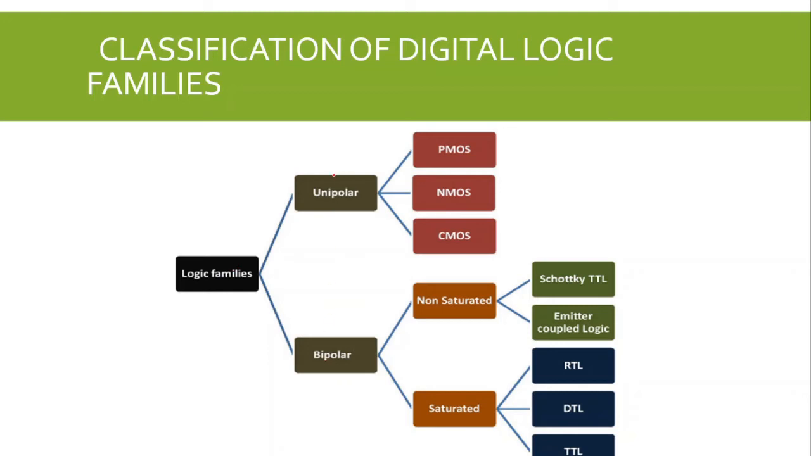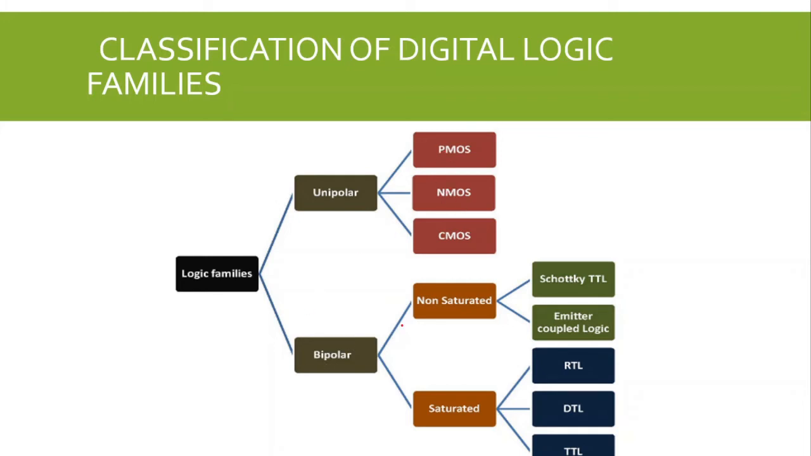In unipolar devices, the current is due to one type of charge carrier, whereas in bipolar devices the current is because of both types of charge carriers, that is the holes and electrons. Now in unipolar devices we have the PMOS. PMOS stands for P channel MOSFET. We have the NMOS. NMOS stands for N channel MOSFET. And finally we have the CMOS, which stands for complementary MOSFET. So it is actually a combination of both PMOS and NMOS.